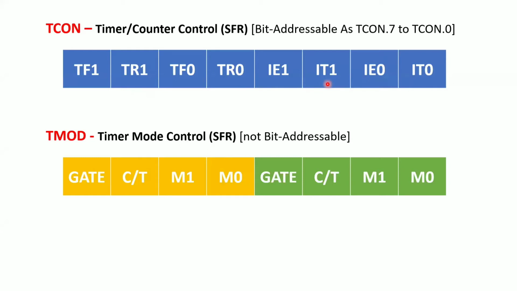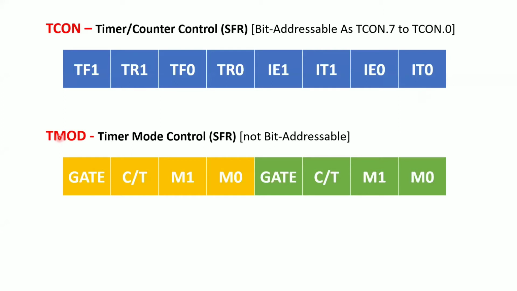That means we have two different types of interrupts: level triggered and edge triggered. If you write 1 to the particular bit, it becomes a negative edge triggered interrupt, and 0 means a low level triggered interrupt. I'm sure you know these things from the last video itself. Today we are going to see the TMOD operation and the other functionality of the timer.